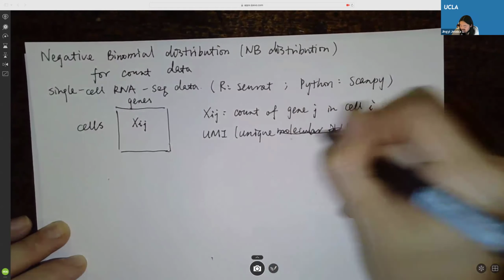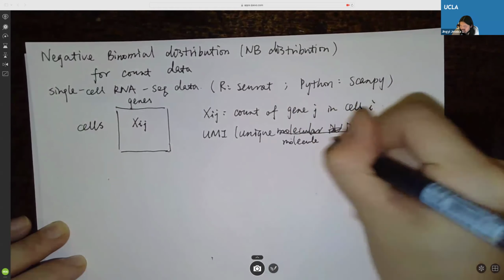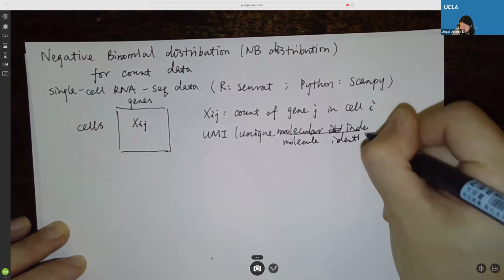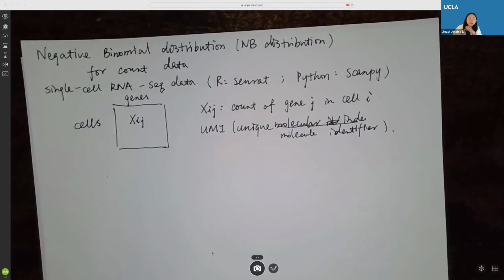Maybe unique molecule identifier. So what this means is you also label the RNA molecules before you do the PCR amplification before sequencing. PCR is commonly performed before you do sequencing since it amplifies the signals. But PCR will also create identical copies of the same RNA. So UMI, since it's labeled before PCR, can help you remove PCR amplification bias.